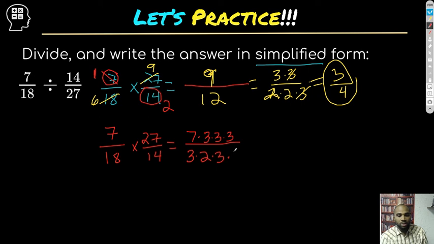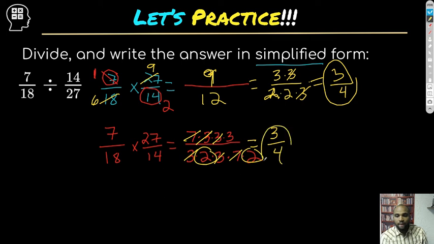And for 14 it's going to be 7 times 2. So those are all my prime numbers, and I can start canceling, right? So 3 and 3 goes away, this 3 and 3 goes away, this 7 and 7 goes away, and I'm again left with 3 on top and 2 times 2, which is 4. Look at that, voila. No matter how you do it, that's what I love about math, is you don't have to take just one way. Just keep working it with the way that feels comfortable to you.